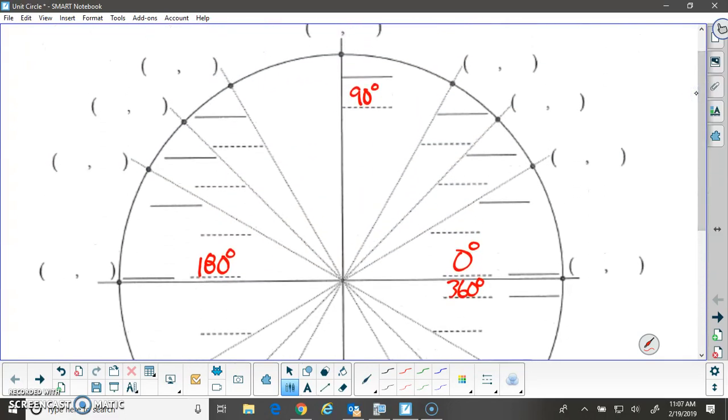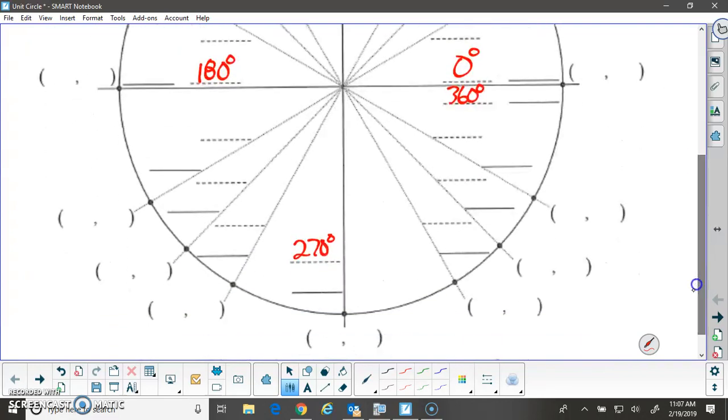And then within each quadrant, halfway in the middle is 45 degrees. 135 in the second quadrant. Third quadrant would be 225. Fourth quadrant would be 315.